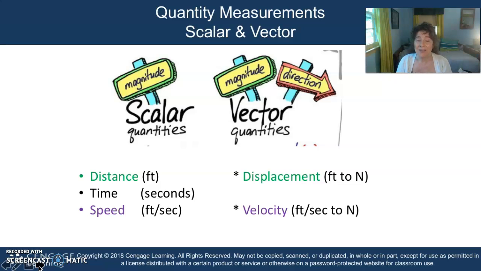In addition, velocity is a vector quantity. Velocity is feet per second or miles per hour with a direction to the north, to the south, to the east, to the west. That is velocity. Velocity is different from speed. Important things that we'll get into, especially with wind speed.